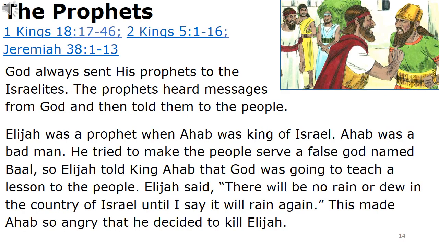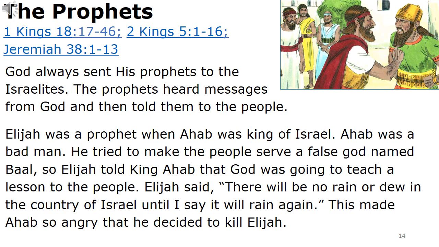The prophets. 1 Kings chapter 18 verses 17 through 46. 2 Kings chapter 5 verses 1 through 16. Jeremiah chapter 38 verses 1 through 13. God always sent his prophets to the Israelites. The prophets heard messages from God and then told them to the people. Elijah was a prophet. When Ahab was king of Israel, Ahab was a bad man. He tried to make the people serve a false god named Baal. So Elijah told King Ahab that God was going to teach a lesson to the people.